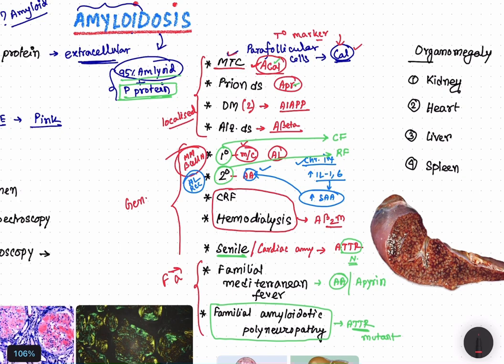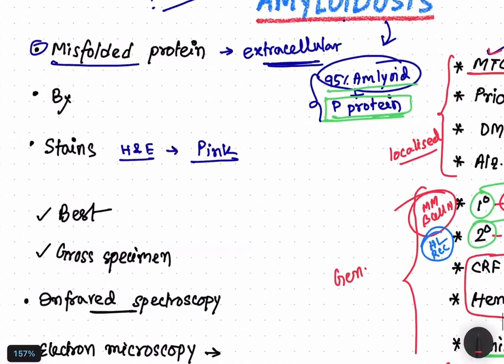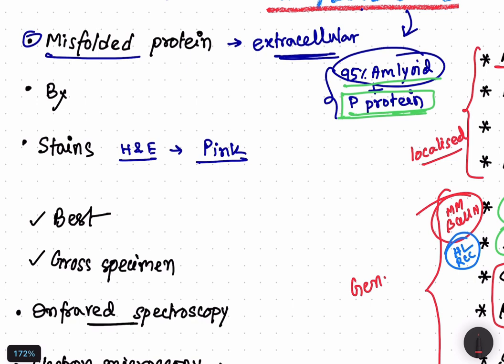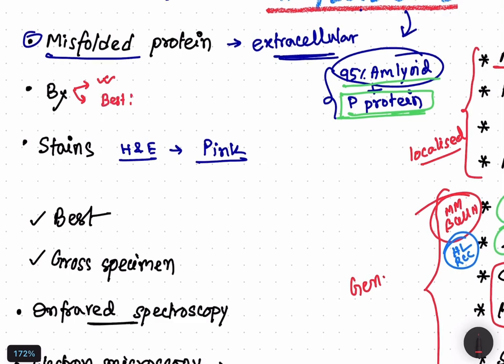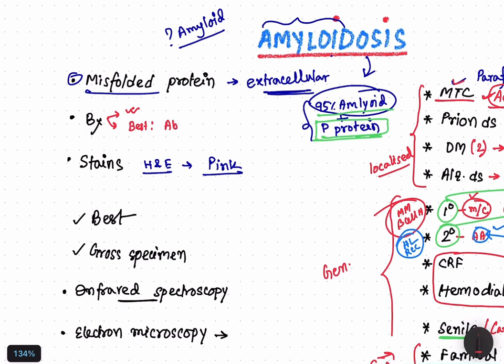Now you have to diagnose this condition. So you take the biopsy. If it is a localized condition, take the biopsy from that lesion. But if it is a generalized condition, then the best source of the biopsy specimen is the abdominal pad of fat. So you take the aspirate from the abdominal pad of fat. If not, then you can go for a rectal biopsy from the rectal mucosa, but it is very painful. If there is macroglossia, you can also take the biopsy from the tongue.